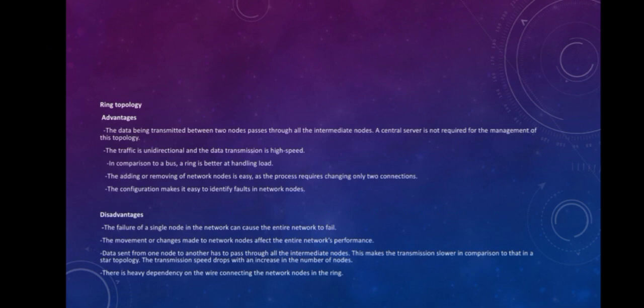And its disadvantages: the failure of a single node in the network can cause the entire network to fail. The movement or changes made to network nodes affect the entire network's performance. Data sent from one node to another has to pass through all the intermediate nodes. This makes the transmission slower in comparison to that in a star topology. The transmission speed drops with an increase in the number of nodes. There is heavy dependency on the wire connecting the network nodes in the ring.